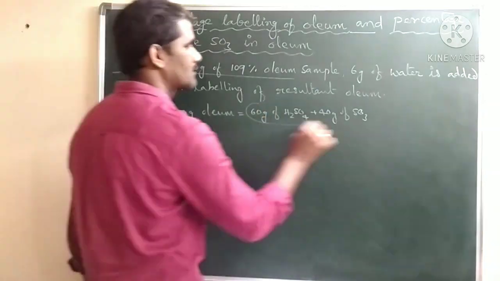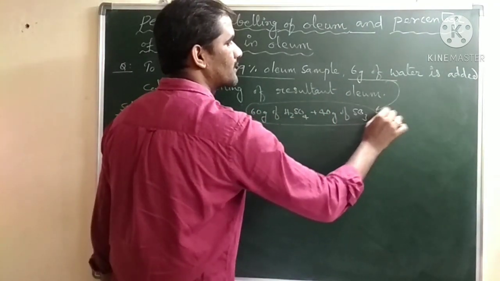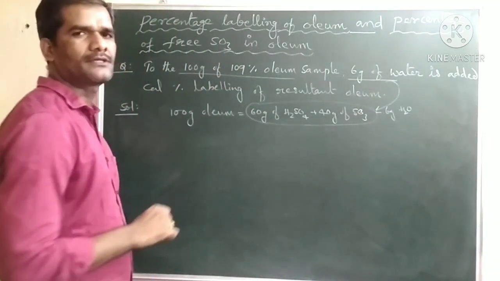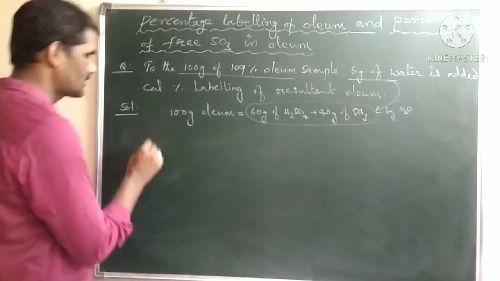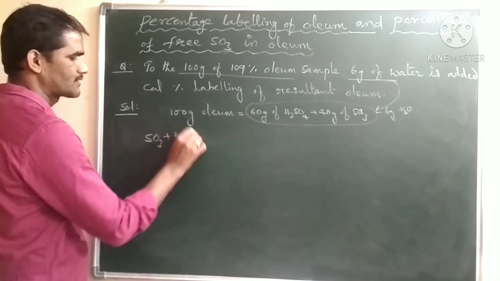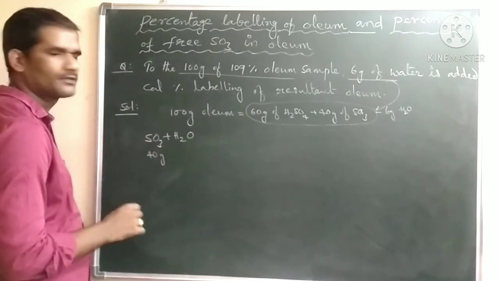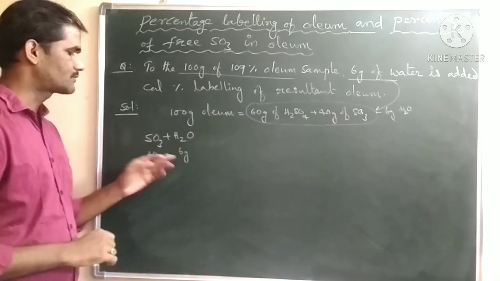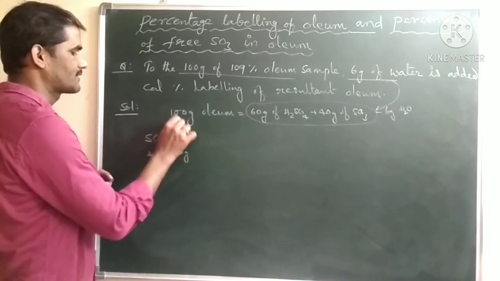And to this mixture, what are we doing? We are adding 6 grams of water. When you add 6 grams of water, what happens? The water will react with SO3. So here SO3 reacts with water. How much SO3 is there? 40 grams. And to that we are adding 6 grams. But here for 6 grams, how much SO3 is required? Not 40. Here water is a limiting reagent.